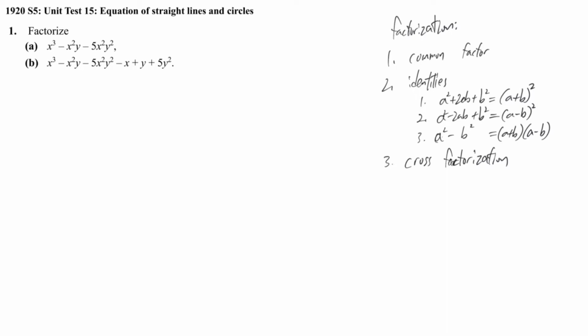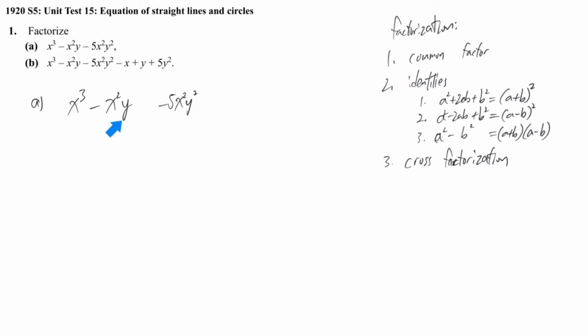It's not because of a certain procedure and then you have to do this, do that. Anyway, in part A, many students may think that it's very confusing. It's because it's not typical. It's not x power 2 and then y power 2, something like that. There are three terms, and before you consider is there identities or cross factorization, you should consider the common factor.